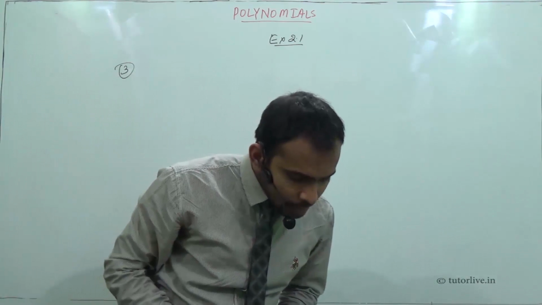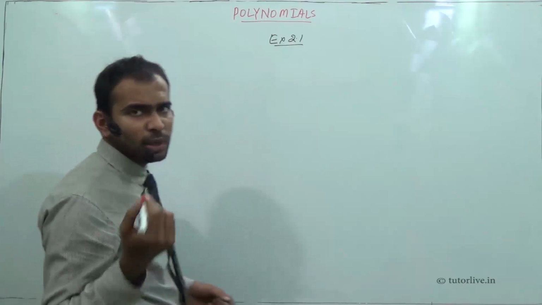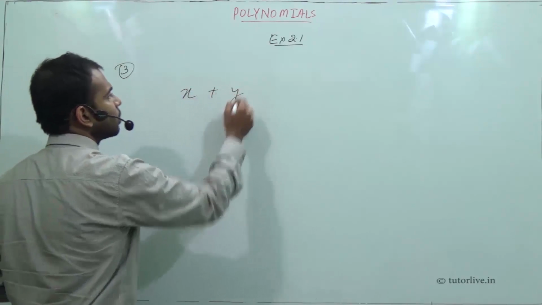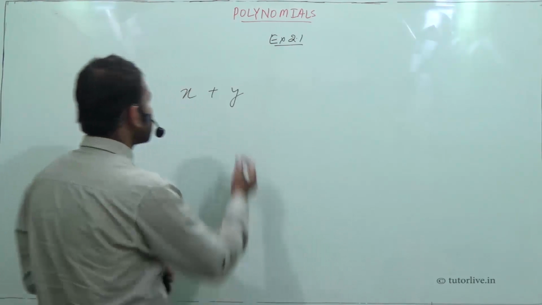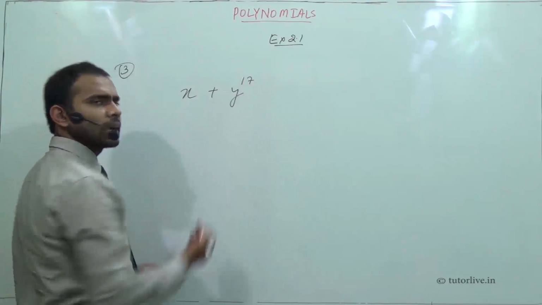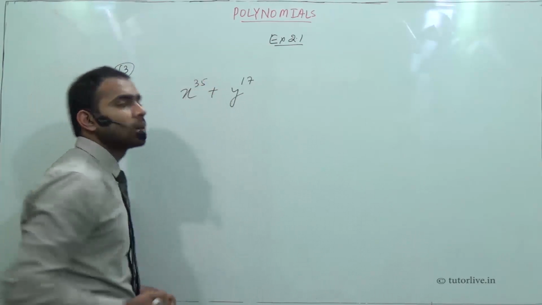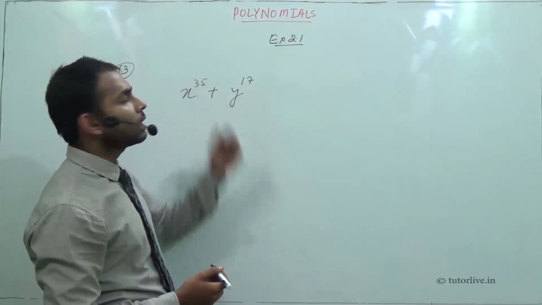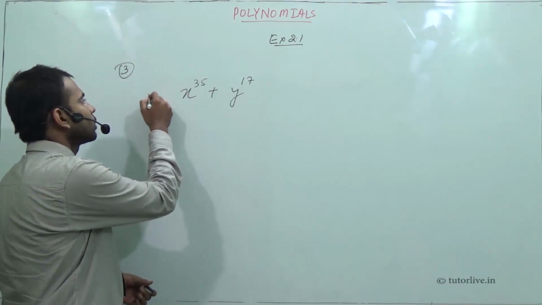Give an example each of a binomial of degree 35. Binomial, an expression with two terms. Two terms, but with a degree of 35. So y to the power 17 would have the highest degree of 17, but I am asking about a binomial with a degree of 35. Therefore this is the binomial with degree 35. Degree is the highest power of that particular expression.